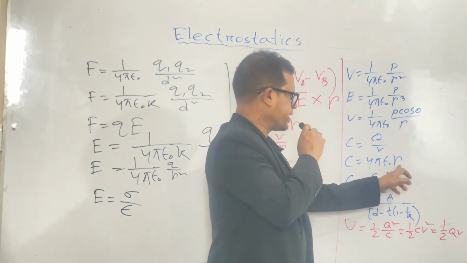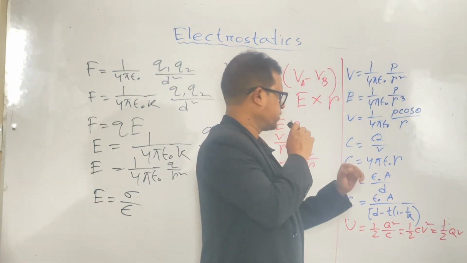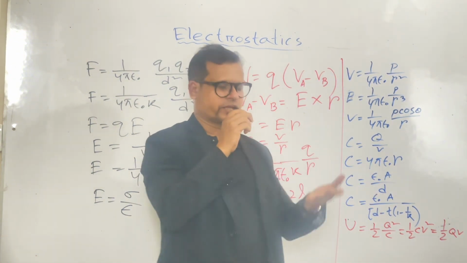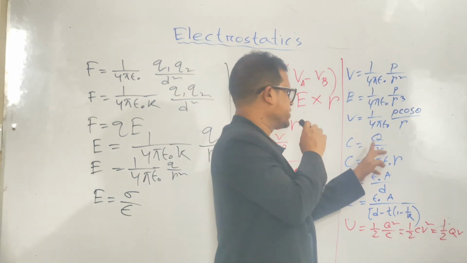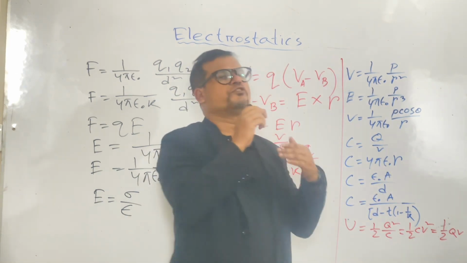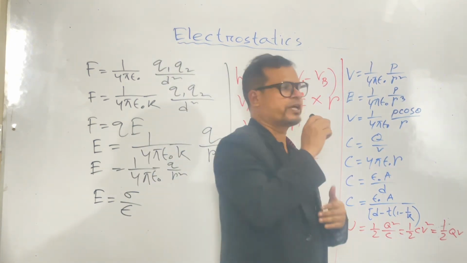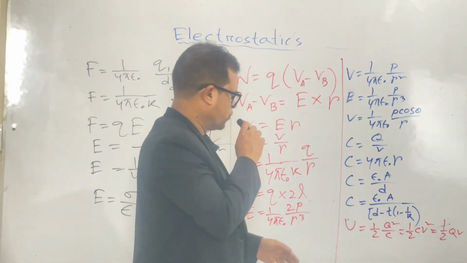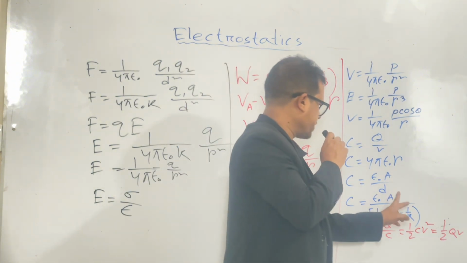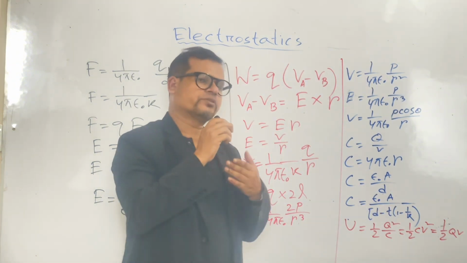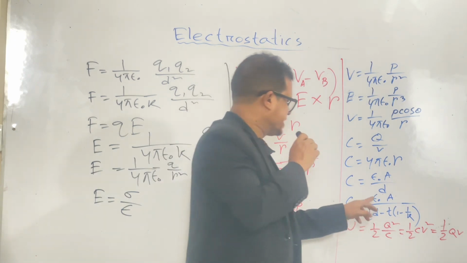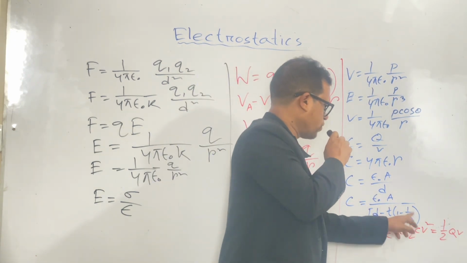Okay, and if you know the radius and epsilon naught, then you can find C for a spherical or circular capacitor. C equal to Q over V. If you know the charge Q and voltage V, then you can find the capacitance of any capacitor. Now, C equal to epsilon naught A over D minus T, bracket 1 minus 1 over K.